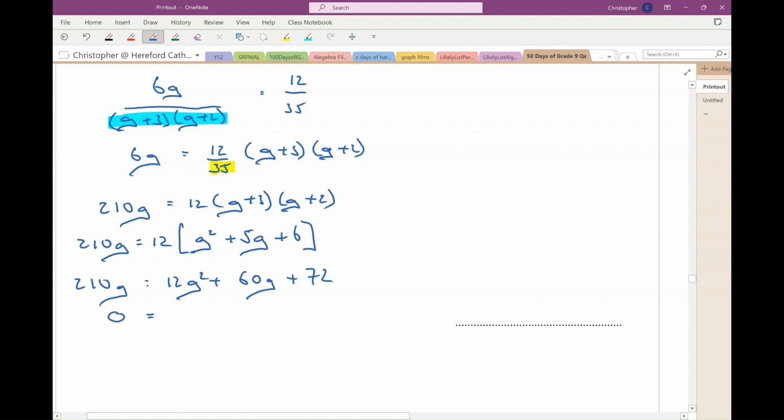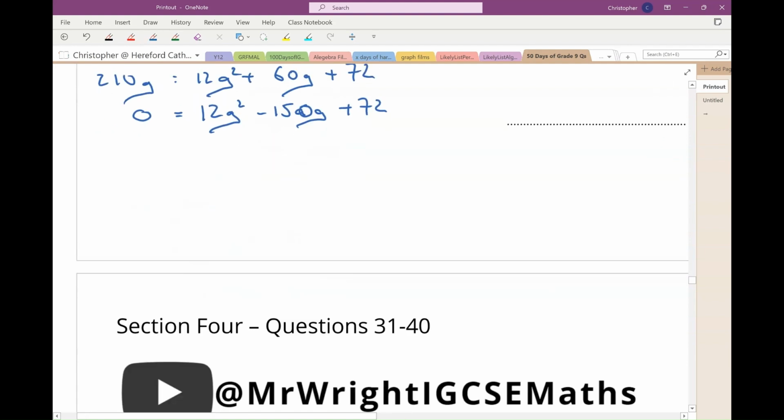This is a quadratic. Let's get everything on one side. I'm going to minus 210g from both sides. Minus 150g plus 72. Right, I've got to solve this quadratic equation. I'm going to divide everything through by 6. 2g squared minus 6's into 150, 25g plus 12. Now, I can factorise this, I'm hoping. Let's have a look. G and G. It's going to be a minus and a minus.